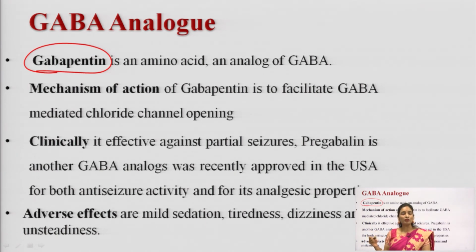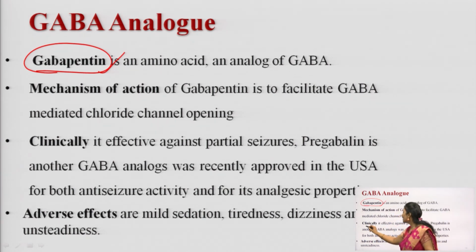And what is the mechanism of action of gabapentin and how does it work to treat epilepsy? It will facilitate the GABA-mediated chloride channel opening. It is a GABA analog, so this drug will bind to the GABA receptor, and when it binds, there will be opening of the chloride channel. Once the chloride channel opens, more and more chloride will enter the cell, which causes hyperpolarization, and the excitation of the cell will decrease, which is useful in seizures.